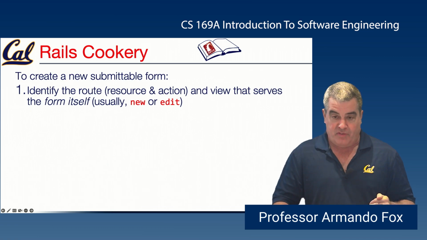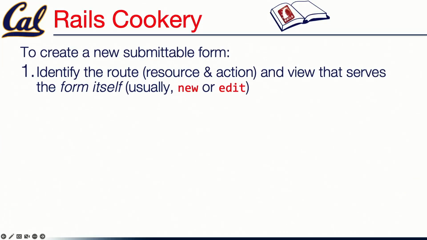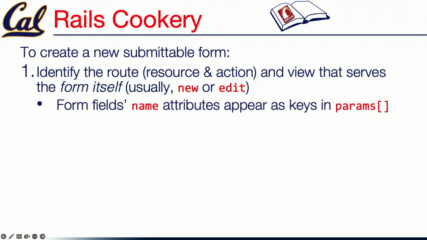So if we were to summarize this as a kind of cookbook recipe, to create a submittable form means that you have to have a resource and an action. In other words, you have to have a route and a corresponding view that serves the form, whether the form is empty or pre-populated. And typically in Rails, that's going to be the new action or the edit action, respectively.